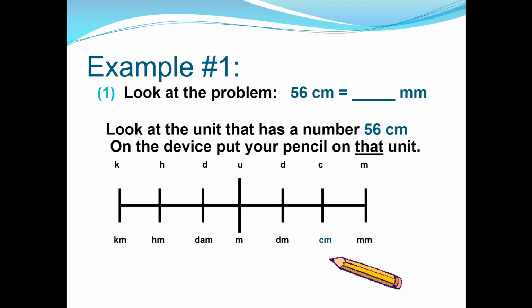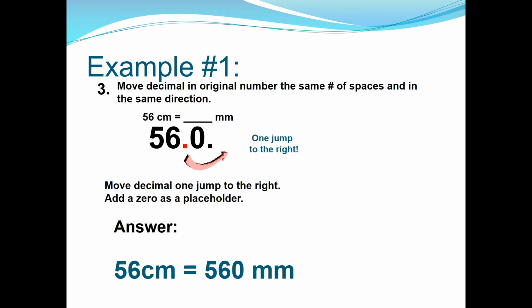Actually, I will use the PowerPoint and go back and do more examples. So we're going to start at centimeters, and we're wanting to go over to millimeters. That would be one hop to go from centimeters to the right, millimeters. So you take the decimal and move it over once, introducing a new zero. So 56 centimeters is the same thing as 560 millimeters.